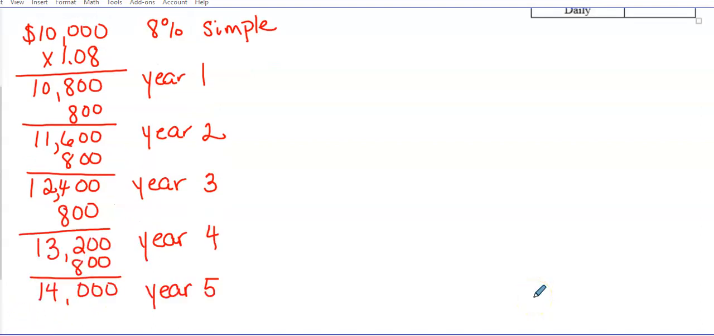So I went ahead and carried this through year 5. At the end of year 5, you have $14,000 in the bank where your original amount was $10,000. That's not a terrible return on your investment, but that's simple interest. Here's what compound interest looks like.